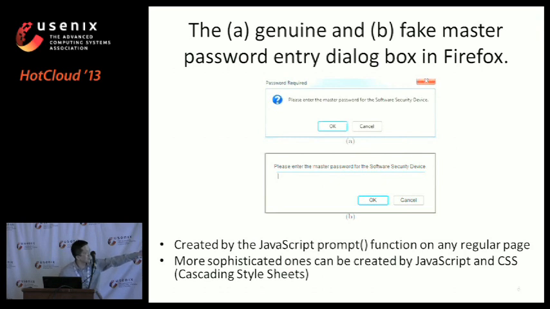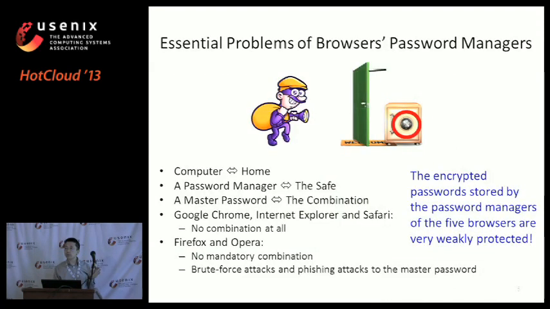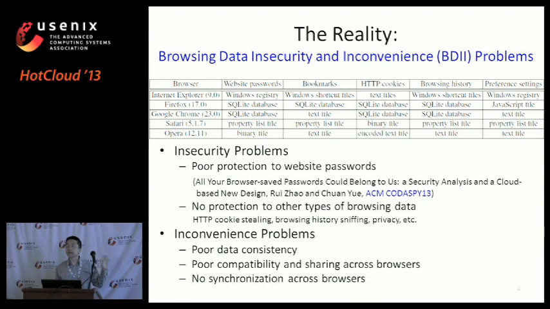The bottom figure illustrates a dialog box displayed by the JavaScript prompt function. This function can be triggered on any website, on any web page. So think about a malicious website that may, at a certain time, display such a dialog box asking for your master password. If a user types the master password, it is immediately stolen by the attackers. So these are some existing problems for the protection of passwords.